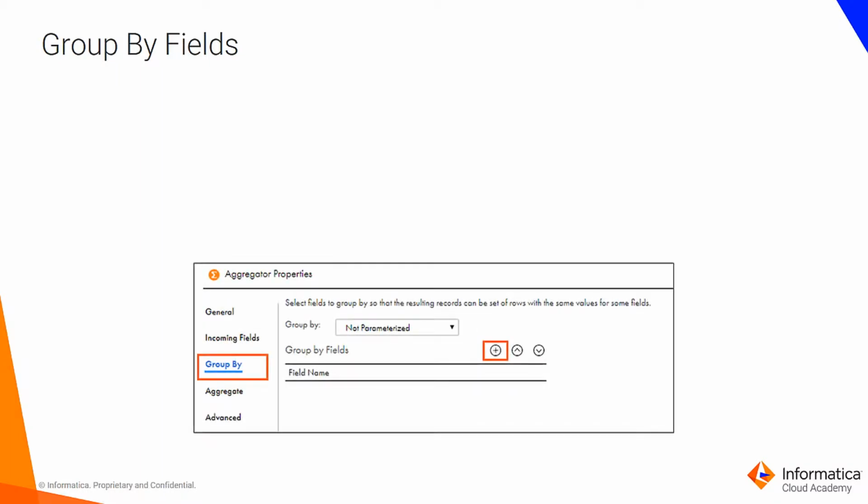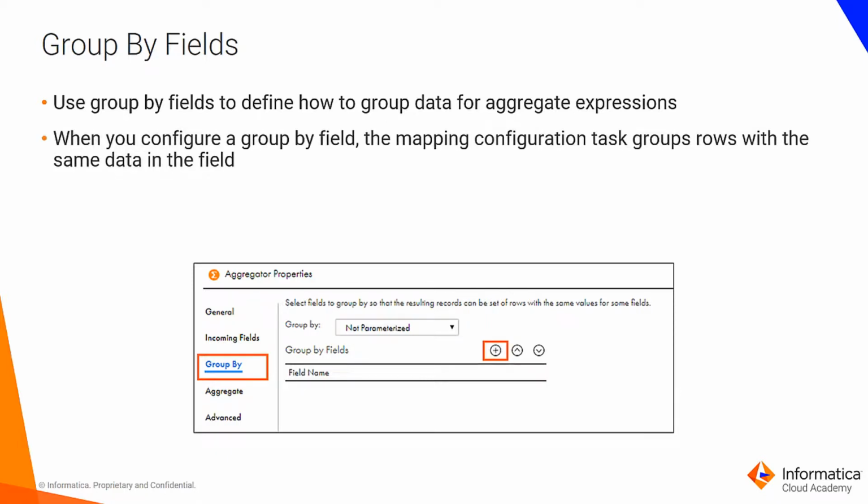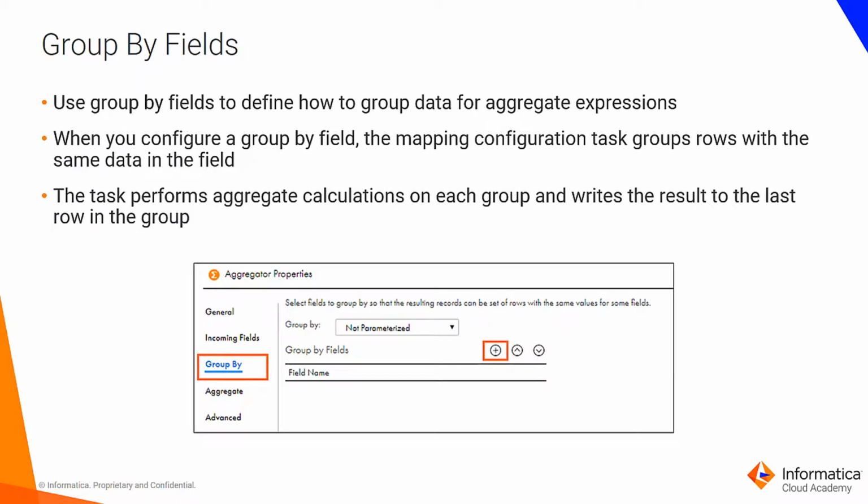Now let us talk about the group by fields. You can use group by fields to define how to group data for aggregate expressions. The result of an aggregate expression varies based on the group by fields that you configure. When you configure a group by field, the mapping configuration task groups rows with the same data in the field. The task performs aggregate calculations on each group and writes a result to the last row in the group. When you select more than one group by field, the task creates a group for each unique combination of data in the group by fields. You can configure group by fields on the Group By tab of the Properties panel.